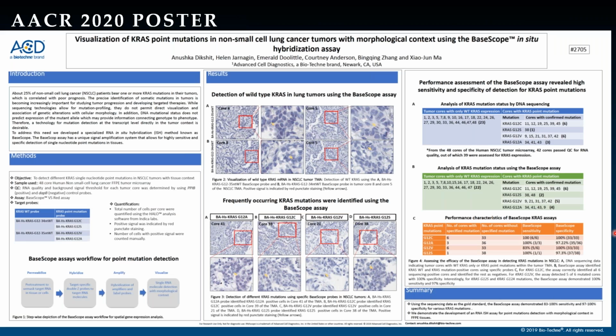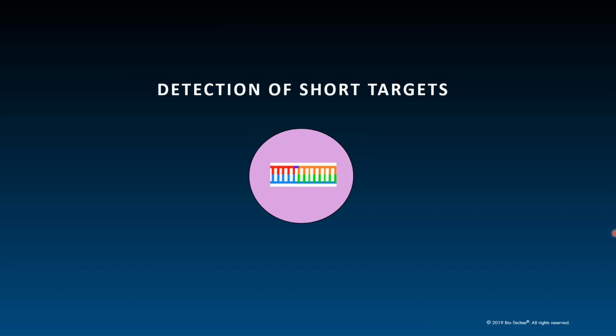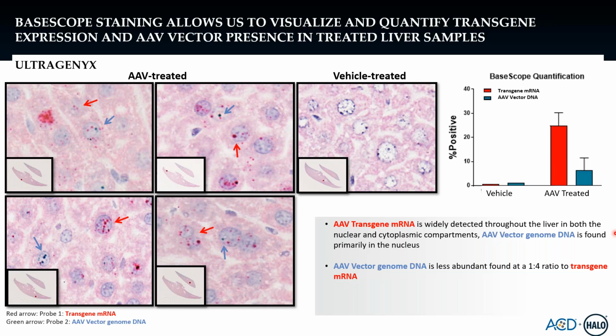This data was presented at the AACR meeting and was very well received. We also have this poster available on our website, acd.com. So next, the final application of this assay is to detect short targets or highly homologous sequences. And an important example of this is for development of cell and gene therapies.